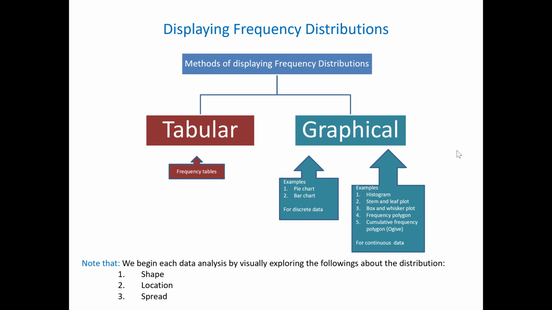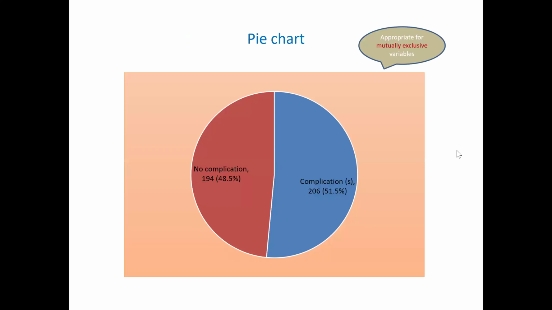And there are two groups of this graphical form. You can see one group; we have examples there: pie chart, bar chart. We have the other group: histogram, stem and leaf plot, box and whisker plot, frequency polygon, and cumulative frequency polygon, which we also call the OGI graph. Now, the pie chart and bar chart are usually for discrete data, while all these other ones are for continuous data.